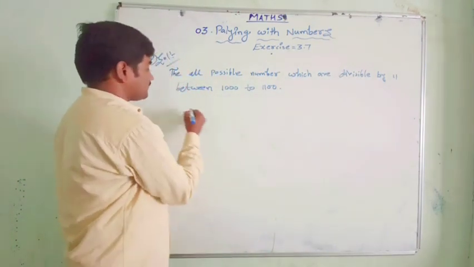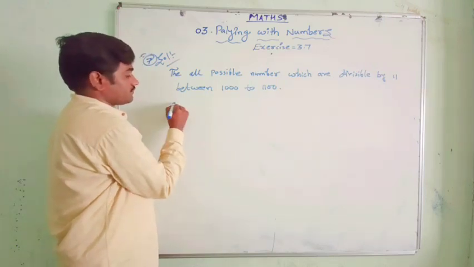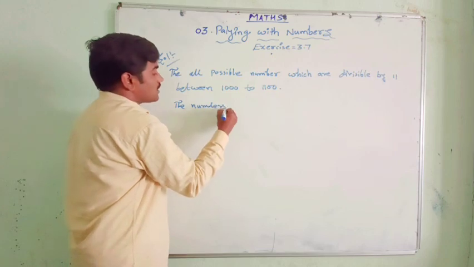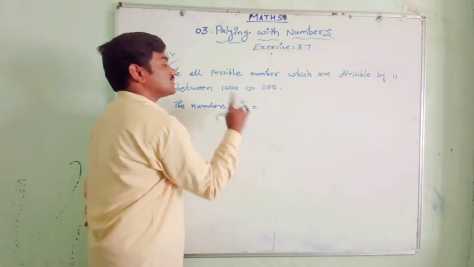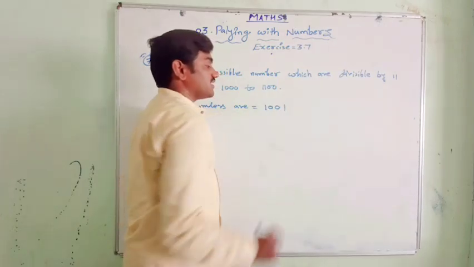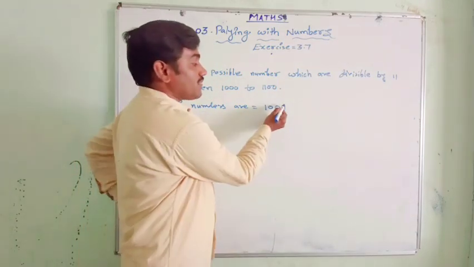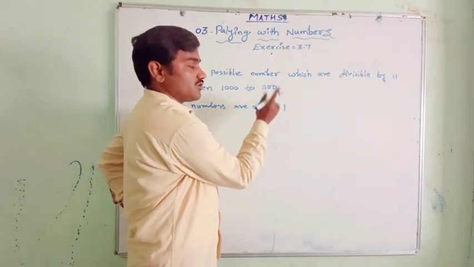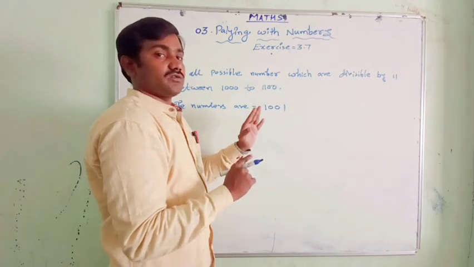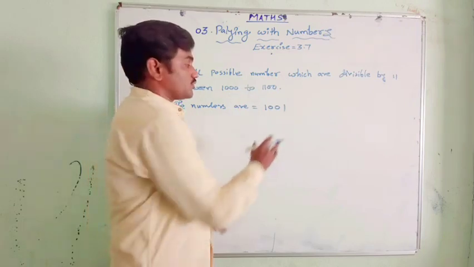Okay, let us write the numbers. See, 1000 is not divisible by 11. 1001 is divisible by 11. See, the sum of odd digit places, 1 plus 0 is 1, and 0 plus 1 is 1. 1 minus 1 is 0. The 0 is divisible by 11. So this is 1001.